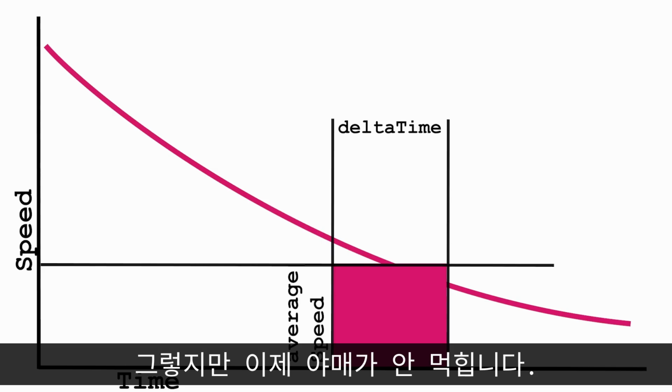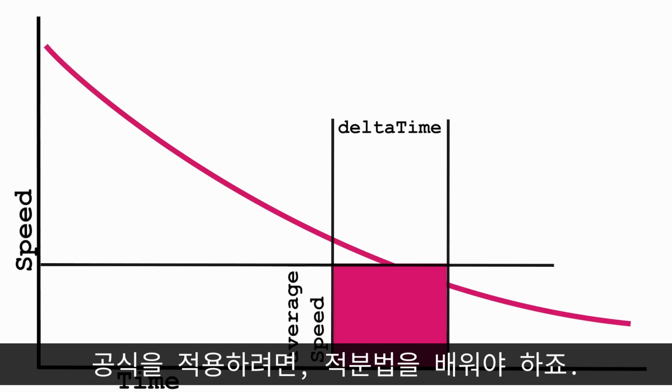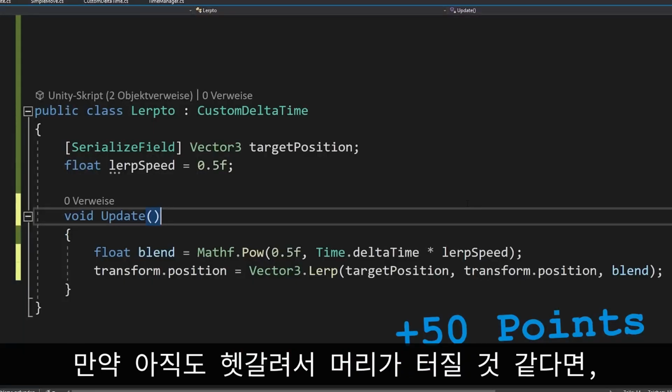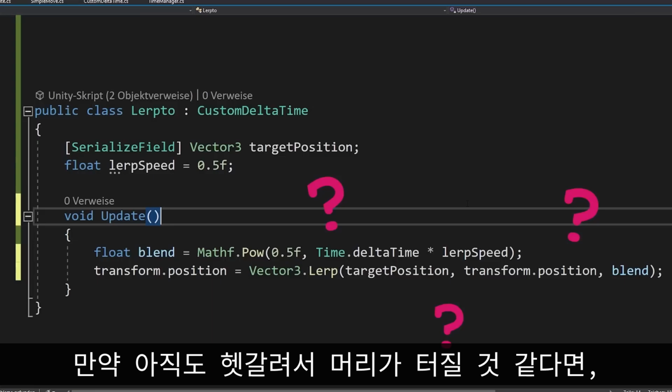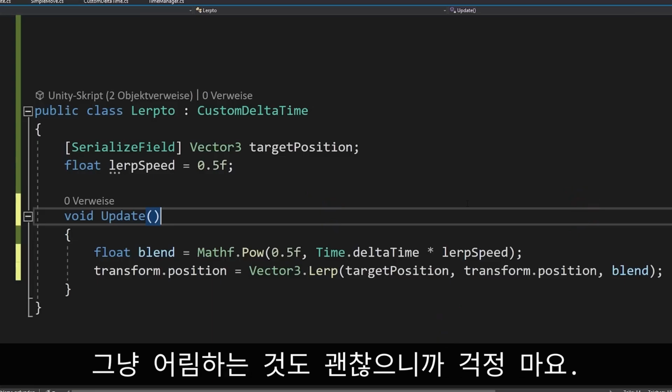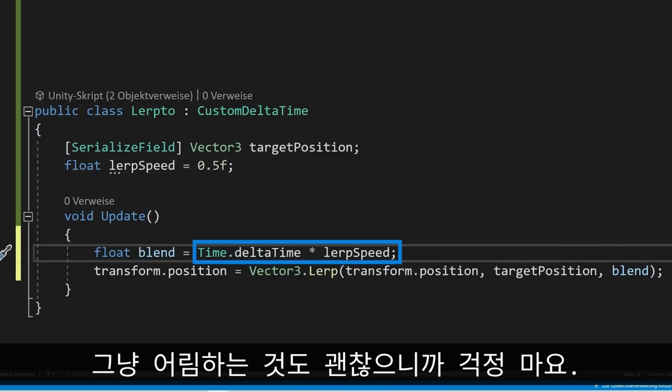The only problem is that the average speed is no longer just the middle point between the start and the end point, because this time we have a curved graph. So if you want to get this correct using this method, then you gotta look into integrals. If you're still confused and you're like, what the hell? Then remember that using the much simpler approximation is usually fine.